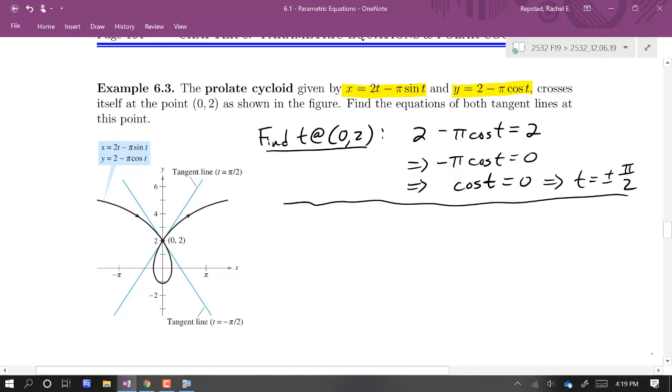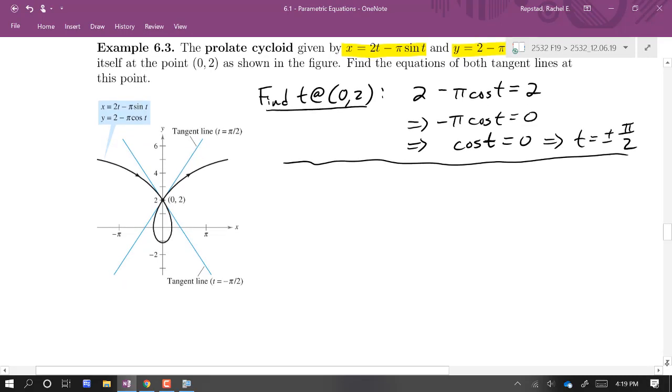So we've got our value of t. What did we want to do? We wanted to find the equations of both tangent lines. So we have the point. The point is 0, 2, right? So we just need to find each of these slopes. So we're going to find dx dt and dy dt, right? And then use theorem 33 to get dy dx.